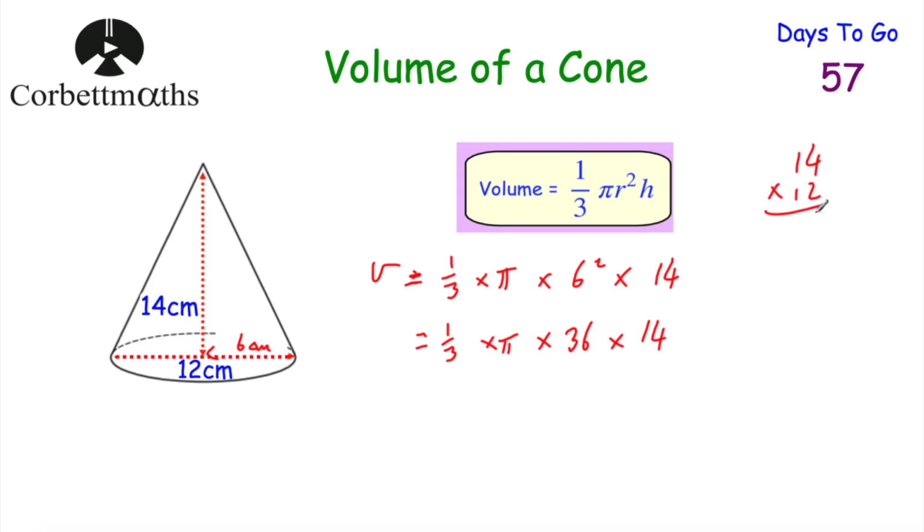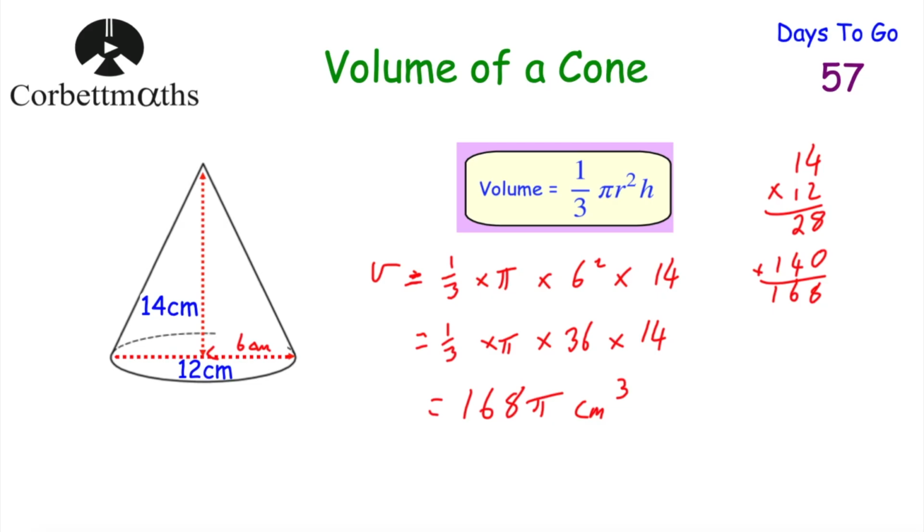2 times 4 is equal to 8, so put our 8 down. 2 times 1 is equal to 2, so we've multiplied 14 by 2 and got 28. Now we need to multiply by 10 to put our 0 down. 1 times 4 is 4, and 1 times 1 is equal to 1. And when we add those together, we get 168. So that'd be 168 pi centimeters cubed. And if you got that, well done. So I've done 1/3 of the 36, which is 12, and then done 12 times 14, and that would be 168 pi centimeters cubed.